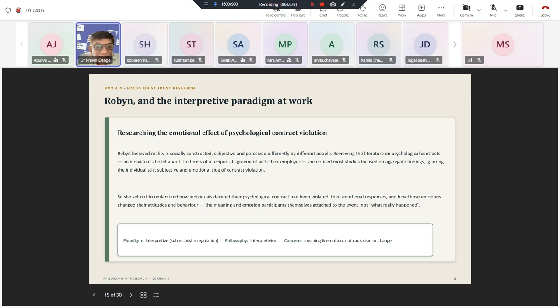So this paradigm is interpretivist, subjective, regulation bound because they're talking about a contract. So the philosophy is interpretivism and the concern is meaning and emotion, not causation or change. Right? So this is one example.